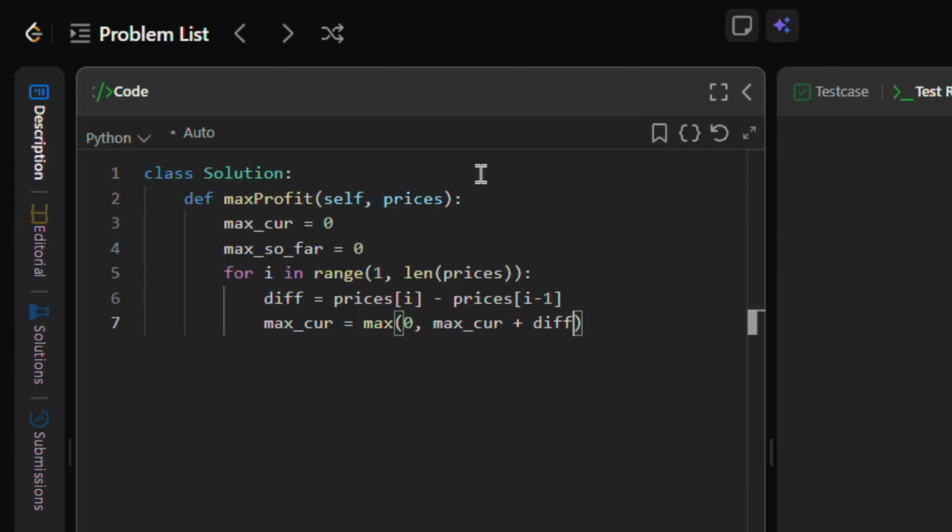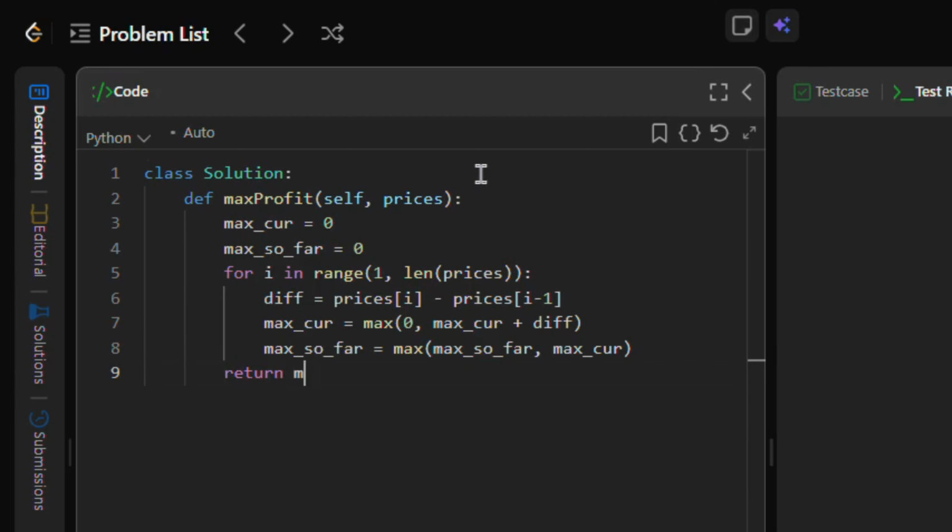If the result ever becomes negative, we reset it to 0. It's like saying, if the streak of gains is broken, start fresh. This technique is the same idea behind Kadane's algorithm. Here we check if our new running profit is the best we've seen so far. If it is, we update max_so_far. This ensures we always remember the highest profit achievable.